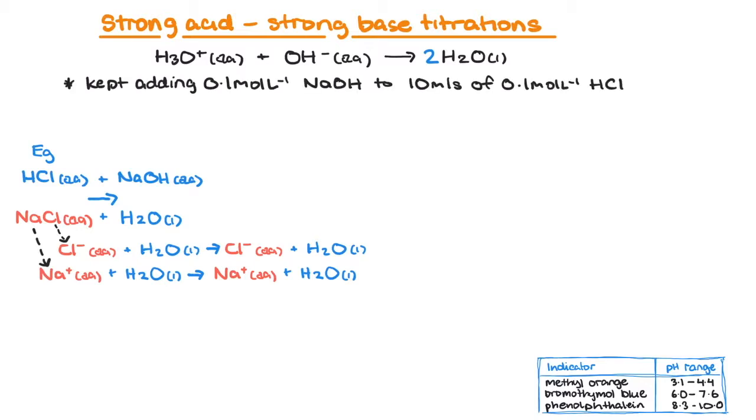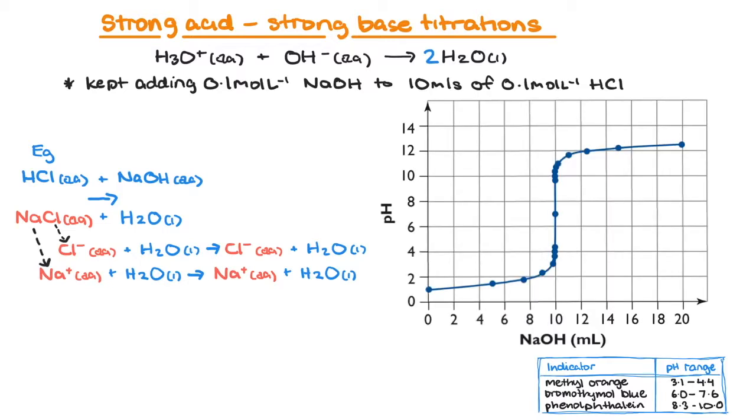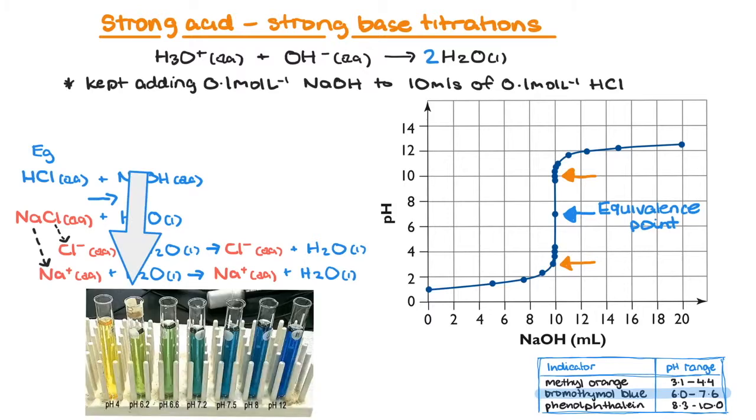If we kept adding equal concentrations of 0.1 mol per liter of sodium hydroxide to 10 ml of hydrochloric acid, the graph should look like so. Notice there's a rapid change from pH 3 to about 10, just with one drop. This means the equivalence point is around pH 7. Bromothymol blue would be the best to use as its endpoint is close to the equivalence point, so when the indicator changes from yellow to green, you're good to go.